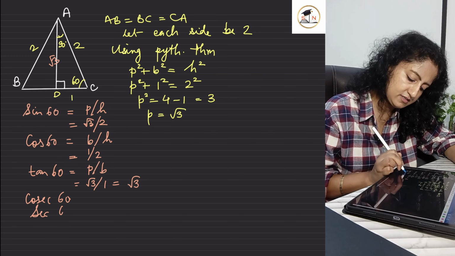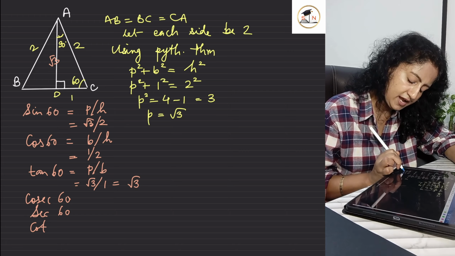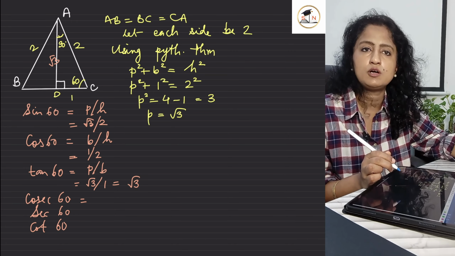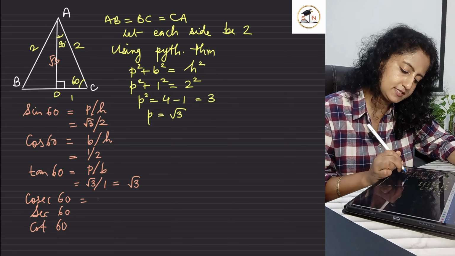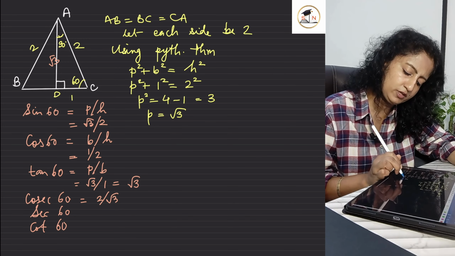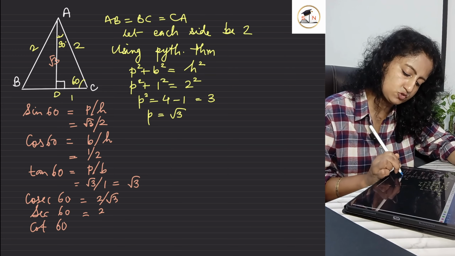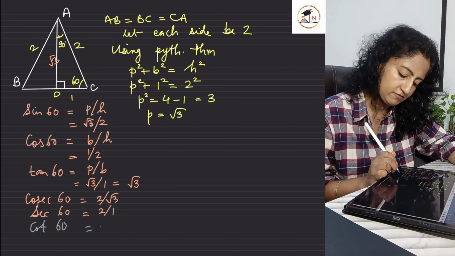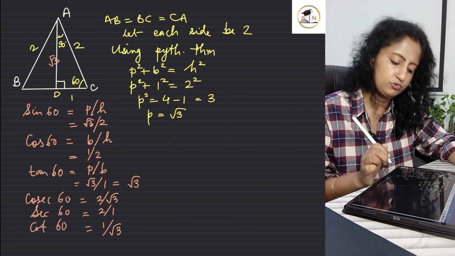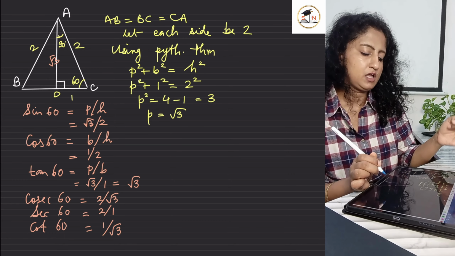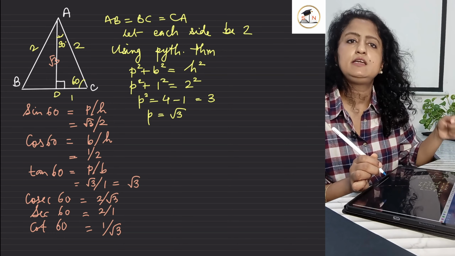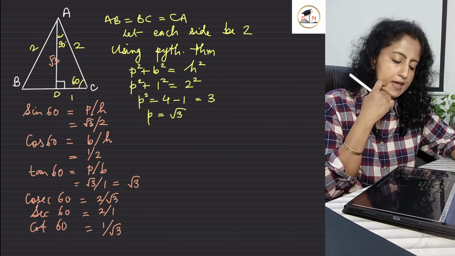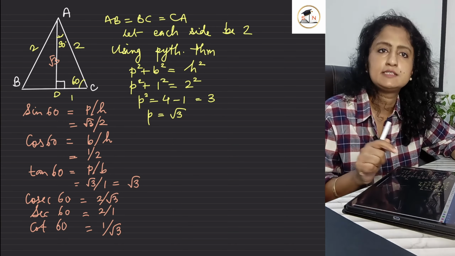Sec 60 and cot 60. I am writing these values directly because they are nothing but the reciprocals of sine, cos and tan respectively. So cosec 60 becomes 2 by root 3, doing the reciprocal. Sec 60 becomes 2 by 1, reciprocal of cos, and the last, cot, reciprocal of tan, which is 1 by root 3. So we saw over here how to find the values of sine 60, cos 60, tan 60 and the remaining three ratios. As I said, I was focusing only on 60 degrees.